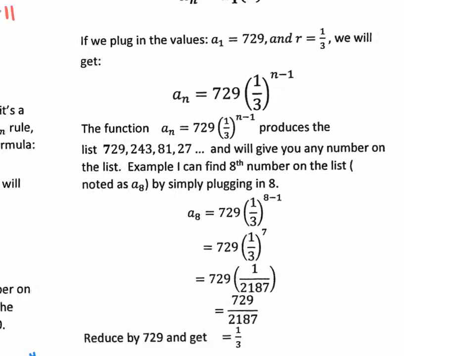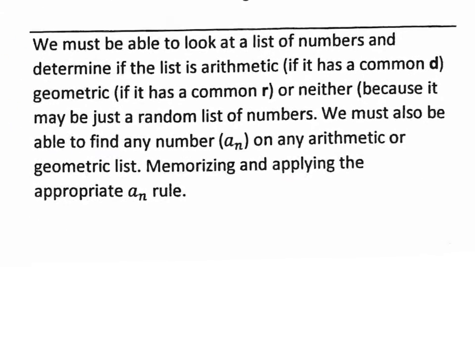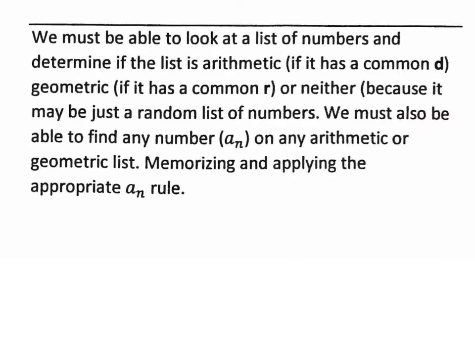Now, on top of that, I saw in the midterm that they'll give you some lists, and they don't tell you if it's arithmetic or geometric. So you must be able to look at a list of numbers and determine if the list is arithmetic. That means it has a common difference. Or it might be geometric. That would mean that it has a common ratio. Or they're just giving you some random list and it's neither. It's not arithmetic or geometric. So you got to be able to look at a list and see if it's arithmetic, geometric, or neither.